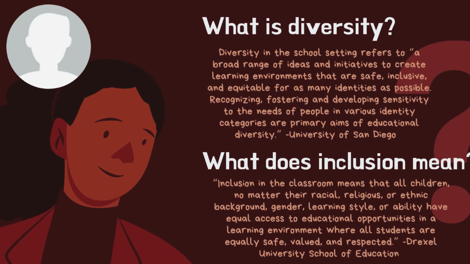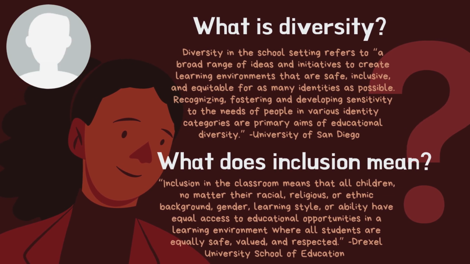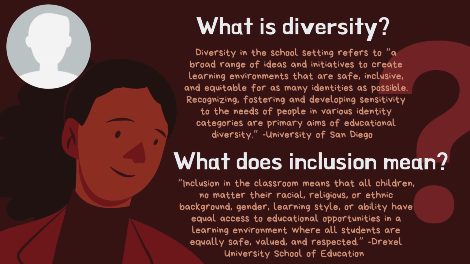Before we really jump into this professional development, I feel that it's most important to describe diversity and inclusion. I do have two university quotes that I would like to share with you all. The University of San Diego says that diversity in the school setting refers to a broad range of ideas and initiatives to create learning environments that are safe, inclusive, and equitable for as many identities as possible. Recognizing, fostering, and developing sensitivity to the needs of people in various identity categories are primary aims of educational diversity.